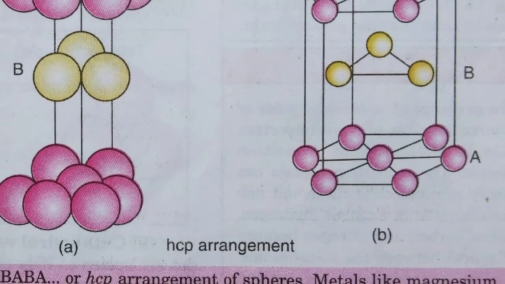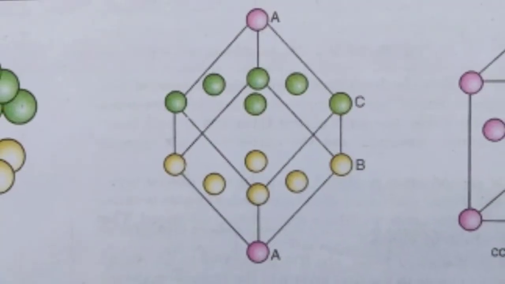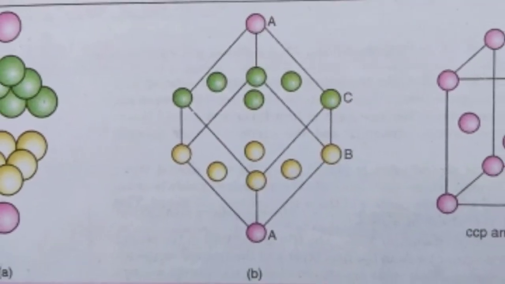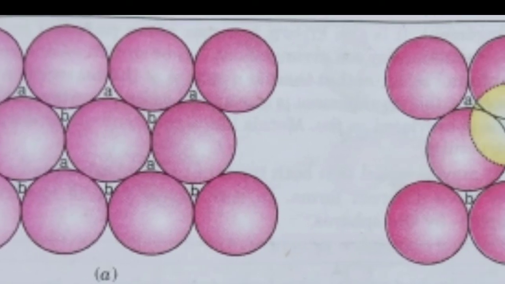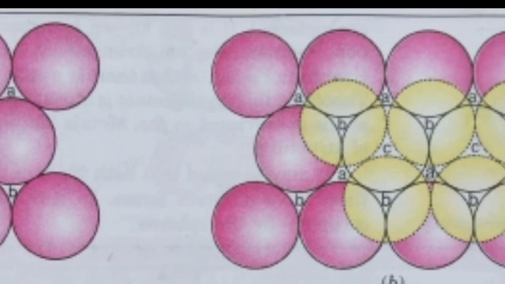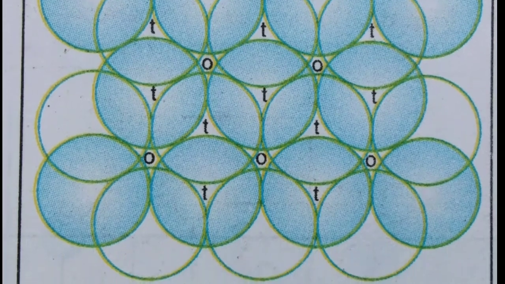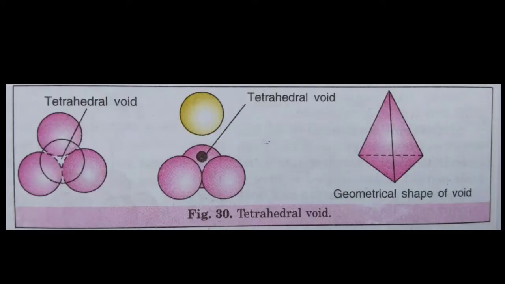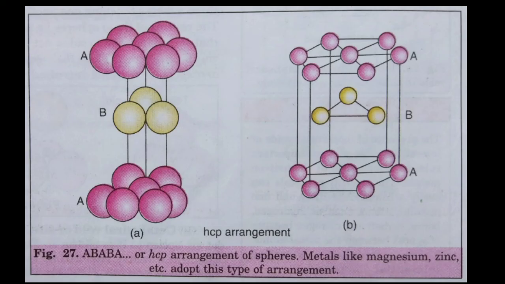The second one, three-dimensional close packing from two-dimensional hexagonal close packed layers. Now when the layers are placed over the other layers, some empty spaces or hollows called voids are formed. Two types of voids are formed: tetrahedral voids and octahedral voids. In tetrahedral voids, 4 spheres are joined. In octahedral voids, 6 spheres are joined. So let us see in detail one by one. The first one is the tetrahedral voids.